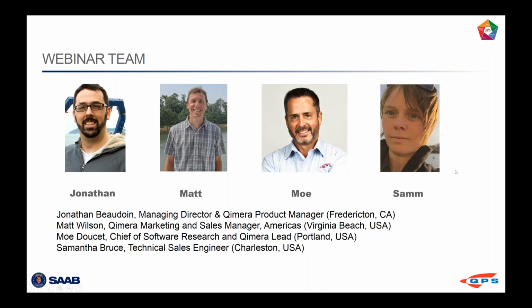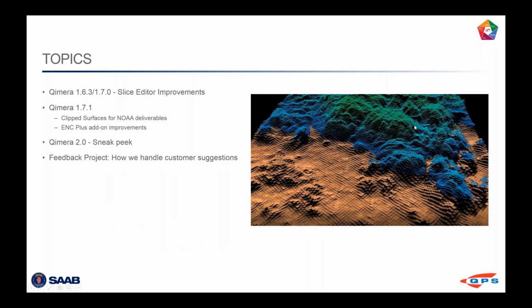There we go. So topics today, we're going to cover a small range of topics. We hope to pack this in about 30 minutes, but it might stretch longer if our question breaks take a couple more minutes, and that's fine by us. We're going to cover a couple of things that we did in the 1.6.3 and the 1.7.0 releases. The big theme of that is the slice editor improvements. In 1.7.1, we helped a client out who was deciding to use QIMERA on a NOAA job, and they had requested a few emergency turnarounds on a few features.